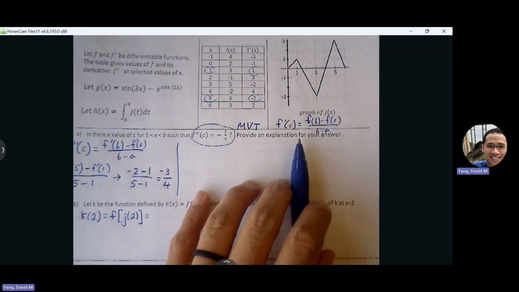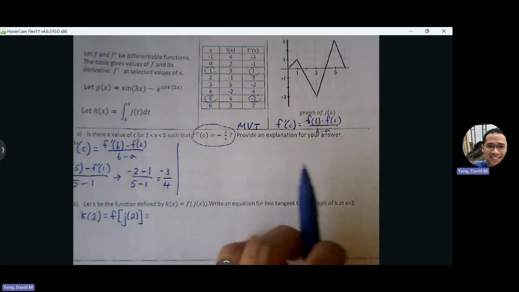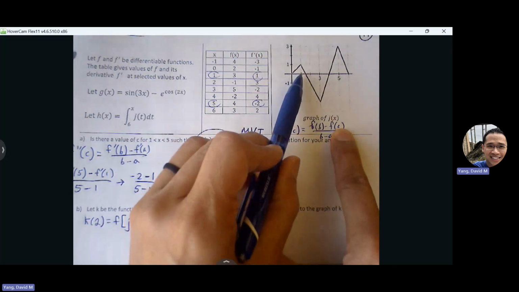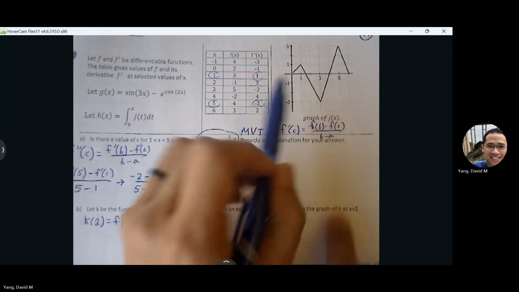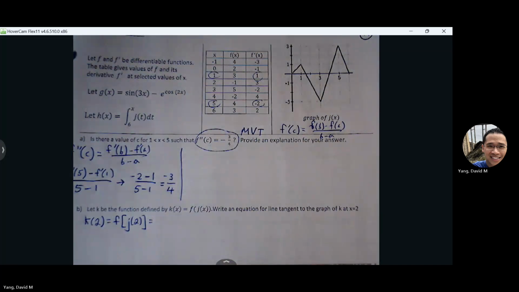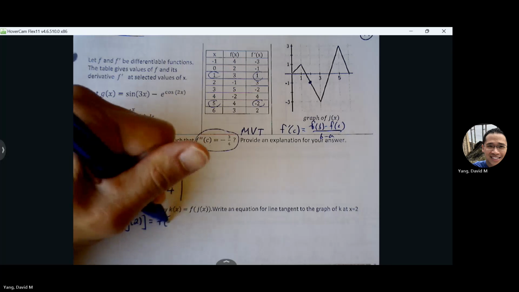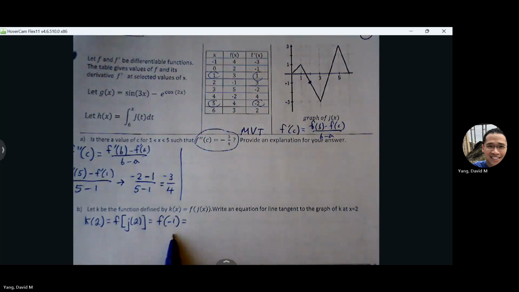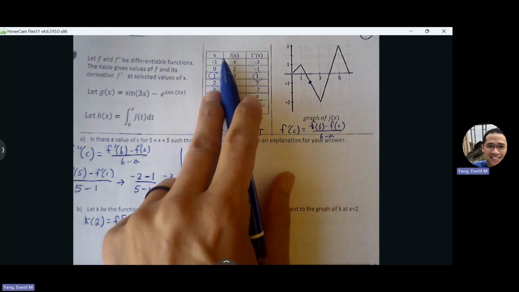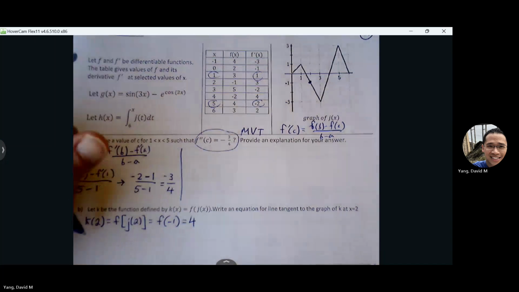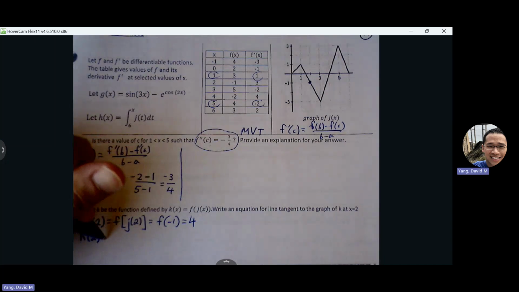So we have information spread across table and graph here. So let's start off with j of 2. So this is a composite function here. So j of 2 is down here at -1. And then f of -1 is equal to 4. Okay, so we have our ordered pair out of the way. k of 2 equals 4. We can use that later.